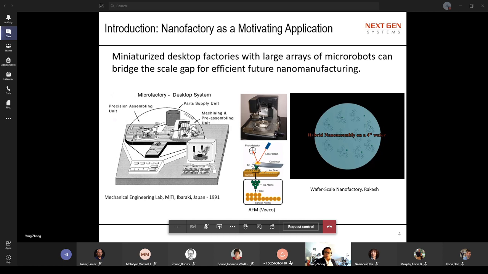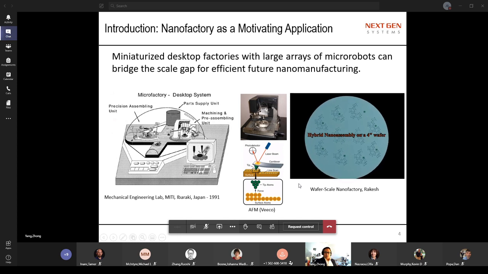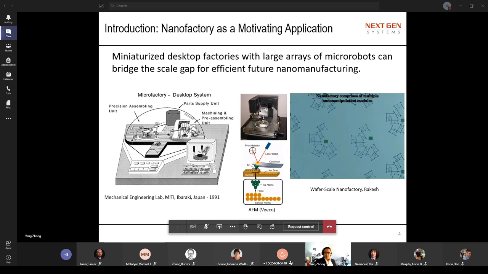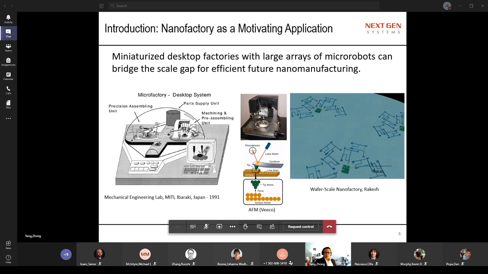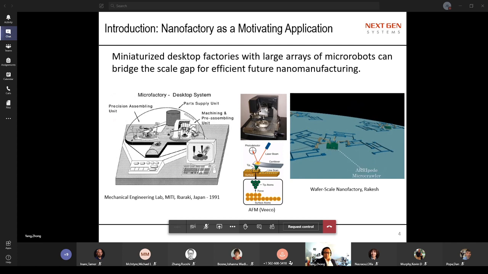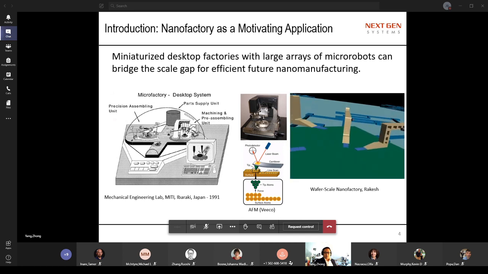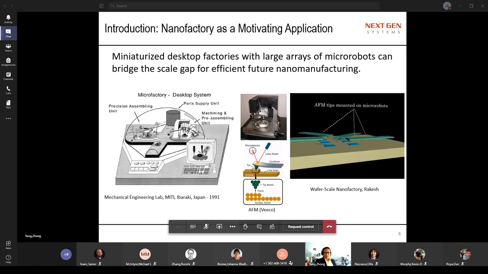So in our research lab, 10 years ago, we designed a concept called a wafer scale nanofactory. This nanofactory, this microfactory, is composed of different types of swarms of microrobots. Some microrobots work as conveyors to bring those micro or nano particles in, and then some other assemblers will assemble those things together to get a larger structure.